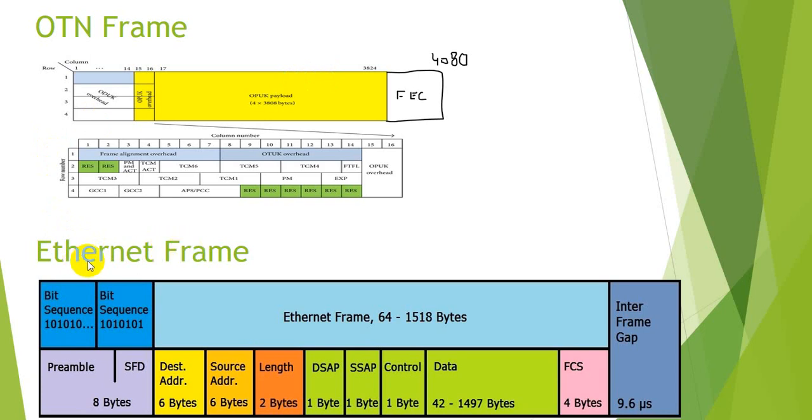For reference, I am showing the Ethernet frame here. In the Ethernet frame, the payload bytes are a range, not fixed. There is a preamble, then SFD, then the gap I was talking about. There is a gap after every frame of around 9.6 microseconds. And then there are control bytes, other than the source and destination bytes, in this frame.